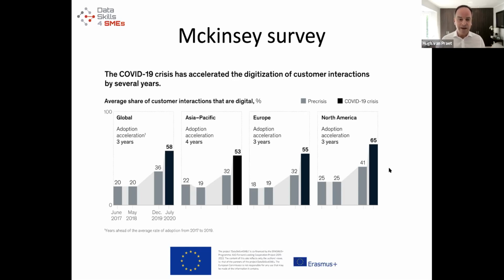And of course, with the pandemic, that average share of customer interaction that happened digitally just has exploded. Globally, it went from 36% to 58%. In Asia, it was 53%, Europe 55%, and North America 65%. And this will not change. We really love being able to go and see our customers and our prospects, but I think most of us understand that things have changed and that we will not go back to the normal. So we really need to improve that approach of selling online, and I will get back to that.